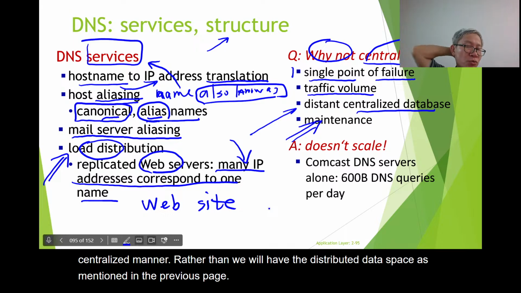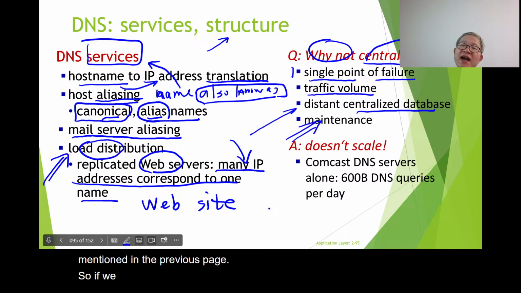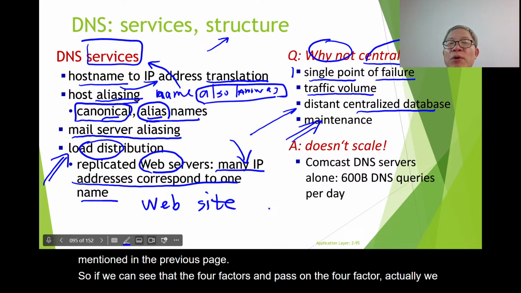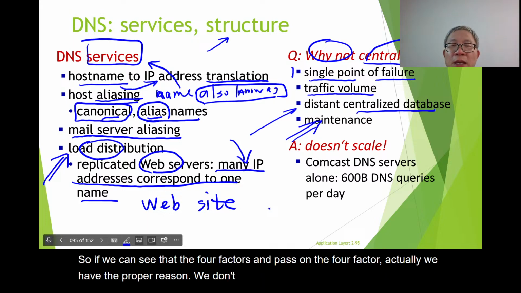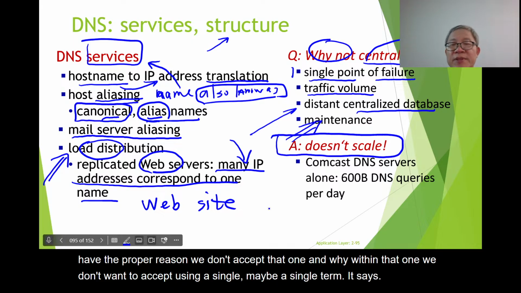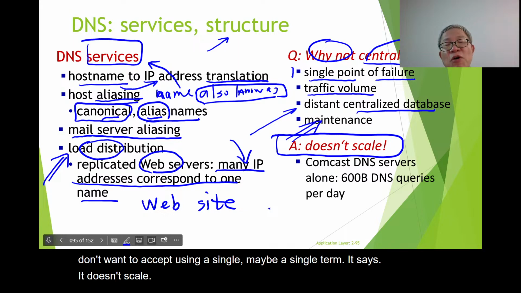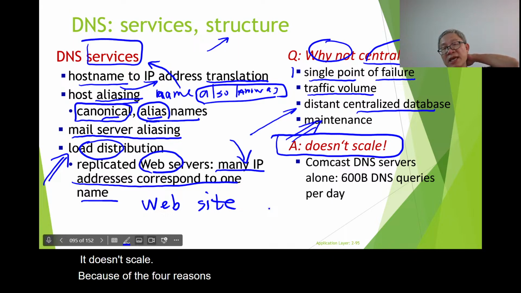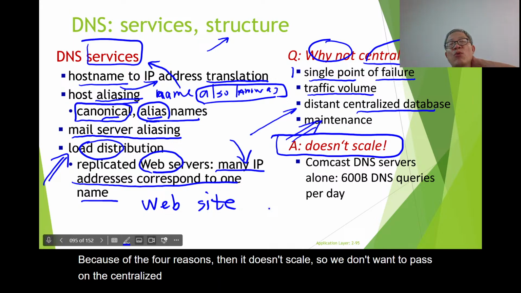Well, if we consider the 4 factors, we have the proper reason not to accept that one. Why don't we want to accept it? Using a single term, it doesn't scale, because of the 4 reasons. So we don't want to pass on the centralized DNS. Instead, we want to have the distributed DNS.